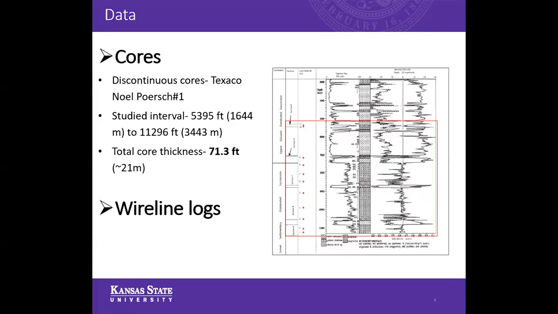For that, we used the discontinuous core retrieved from Texaco Knoll Porch 1. Our study interval ranges from 5,395 feet to the bottom of the well, which is 11,296 feet. From this range, we studied 11 core intervals that fall into 5 different sections. From bottom to top, these are sections A, B, C, D, and E. Each of these sections is separated by intermittent igneous activity. To compensate for the lack of a continuous core, we tried to use the wireline logs where possible.